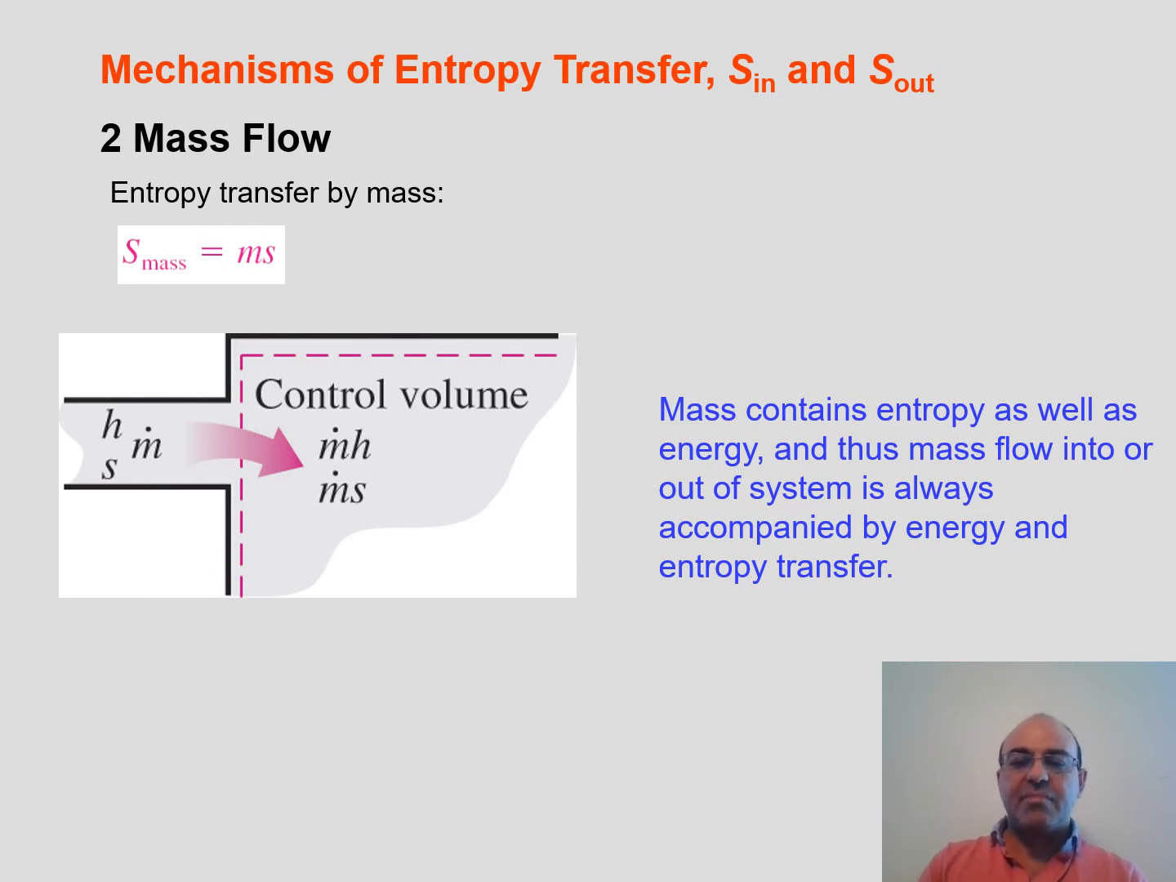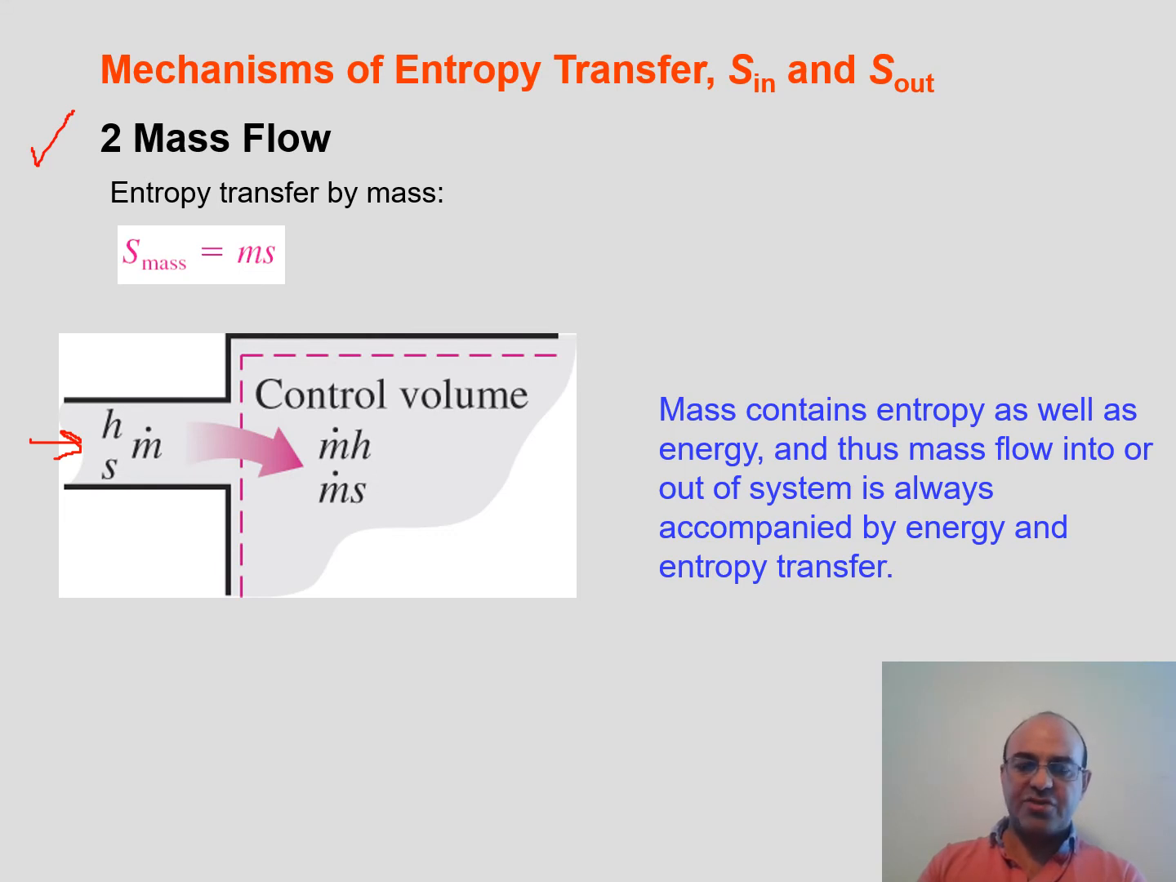What else? Entropy can be transferred by mass flow. This happens in the case of an open system or a control volume. So consider this control volume here with an inlet. The mass flow rate is m dot, similar to the previous chapters on the first law. The energy coming in this case is equal to m dot times h, if we neglect the kinetic and the potential energy.